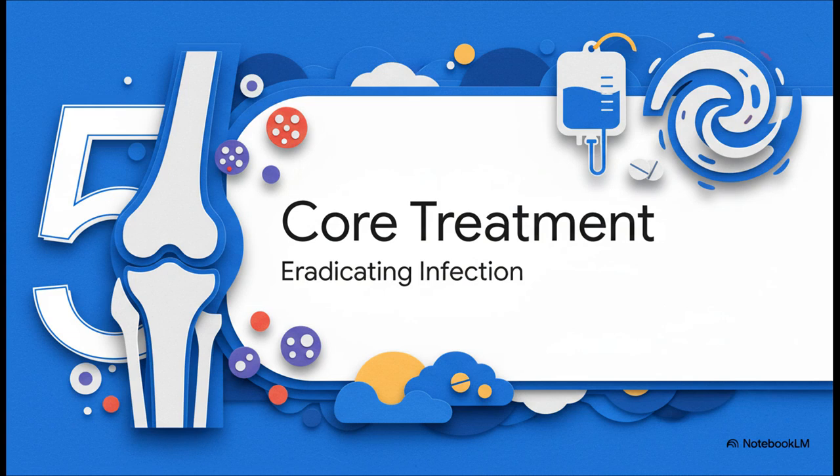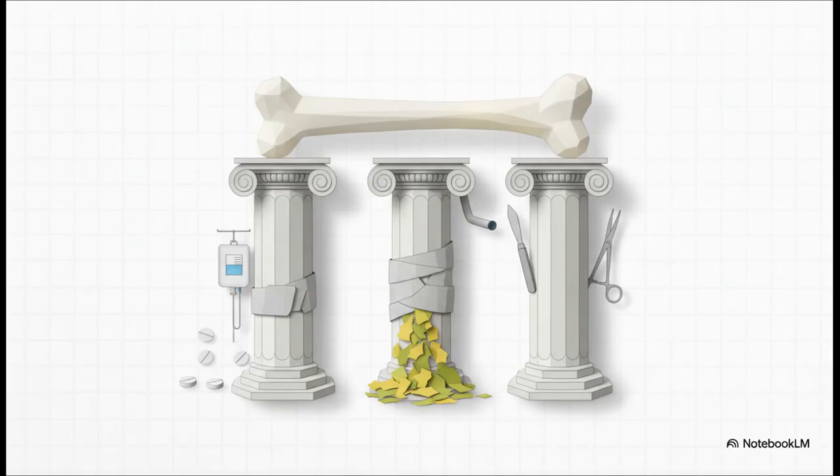So once you've made the diagnosis, what's the game plan? Well, the goals are actually pretty straightforward. First, you have to eradicate the infection. Second, you have to preserve the function of the limb. And that means getting rid of the bad stuff and stabilizing what's left. Treatment really rests on a few key pillars. First, of course, are antibiotics. You'll start with broad-spectrum IV, and then you'll tailor them once you get your culture results back.